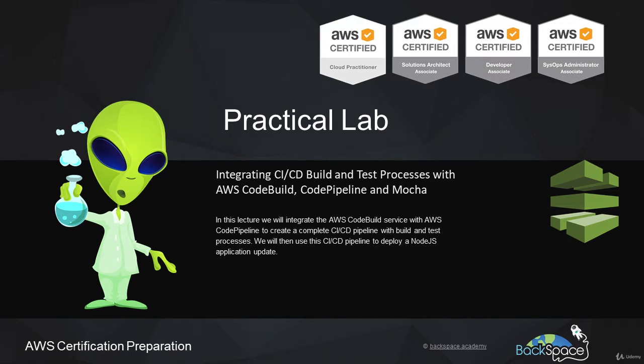In this lab, we're going to be extending our knowledge of continuous integration and continuous delivery on AWS by integrating a code pipeline with a build and test process using Mocha. And we're going to use CodeBuild, which will run the Node package manager to build that application, and then it will run a test using Mocha, and if it passes that test, then it will forward those artifacts over to the AWS Elastic Beanstalk environment to be deployed.